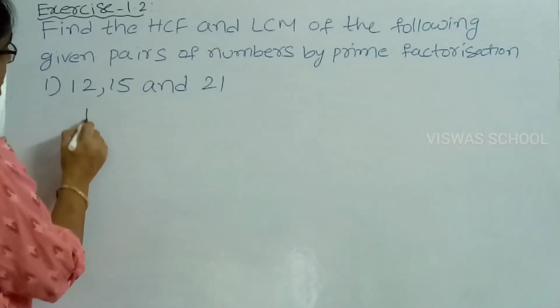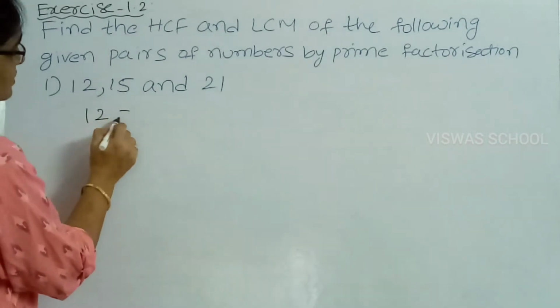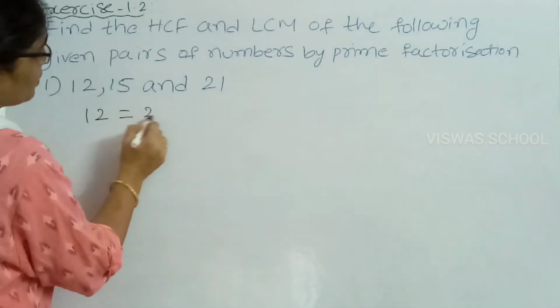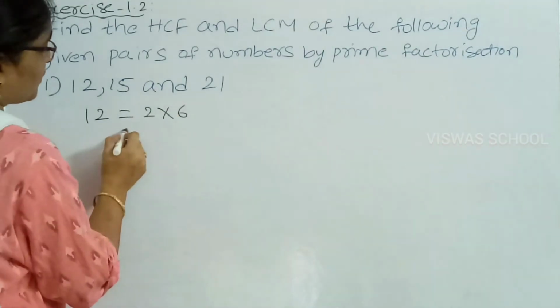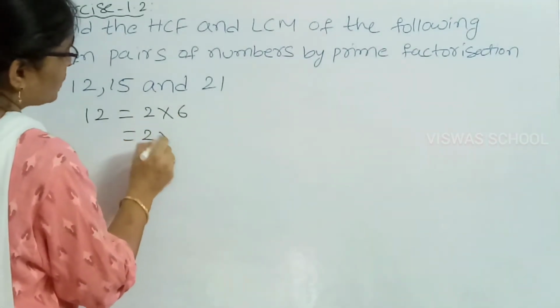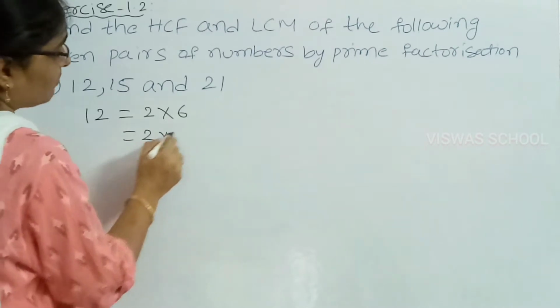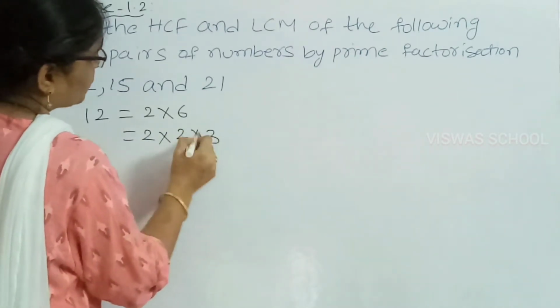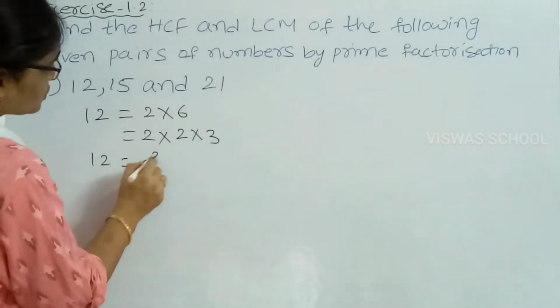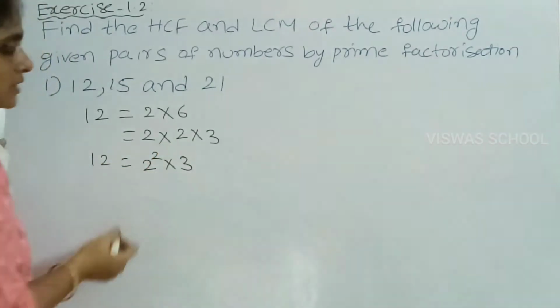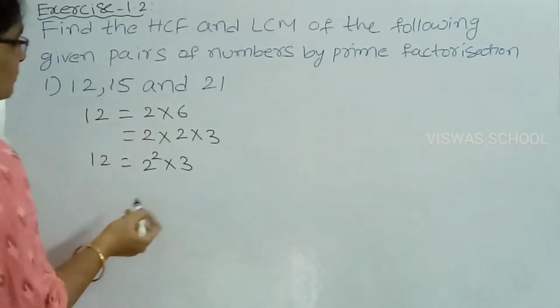First I am writing 12 as a product of primes. That is 12 equals 2 into 6. 2 6s are 12. But 6 is what? Composite number. That's why 2 into, again I am writing 6 as 2 3s are 6. 2 into 2 into 3. That is 12 equals what? 2 square into 3.